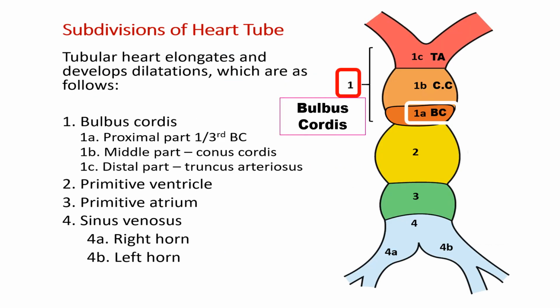The bulbus cordis presents 3 regions. The proximal part is bulbus cordis proper. The middle part is known as the conus cordis and the distal part is known as the truncus arteriosus.